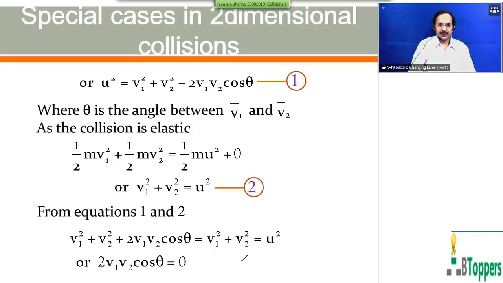So 2v1 v2 cos theta equal to 0, you get cos theta equal to 0, or you get theta equal to 90 degrees. Come on, finish copying up to here. In case you need more time to copy this working, you can take a pause and take your time.